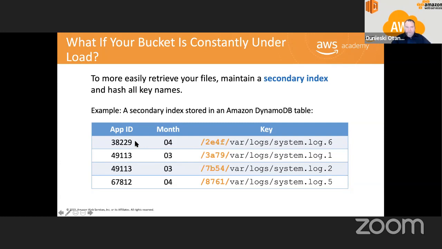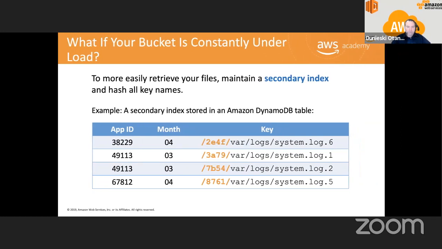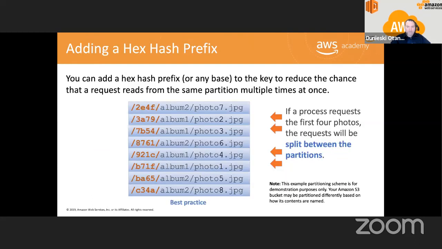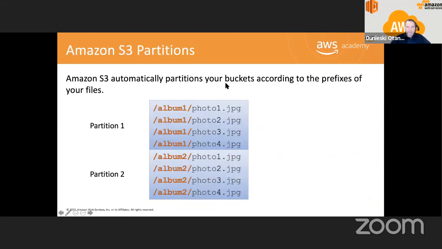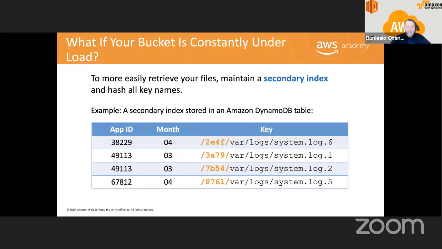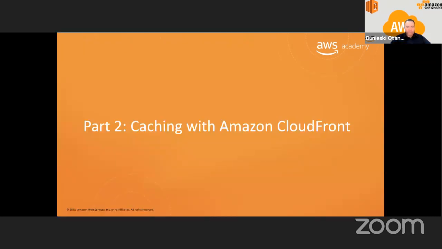So that's very important. If you want to make your S3 faster, you can have this hex hash prefix or any base, it says here, any base. So whatever you want, that makes sense to you, right? You add it to the key, right? And then apart from that, you can add a secondary index. So that's going to make your database, like I said before, perform much better and quicker.